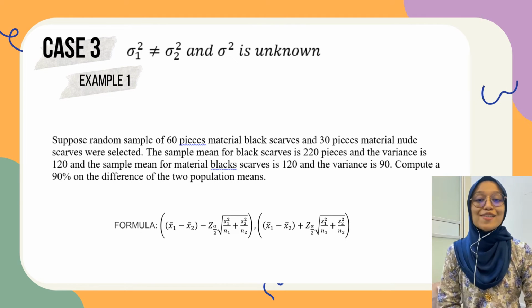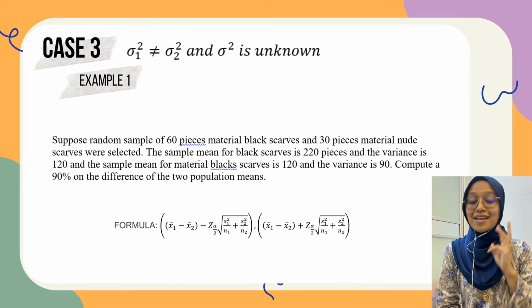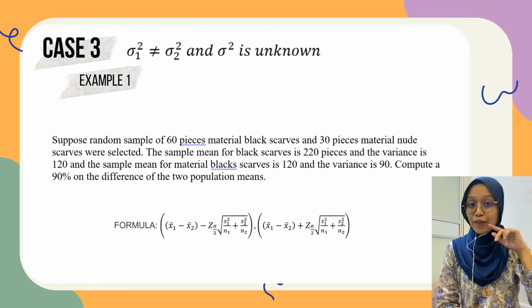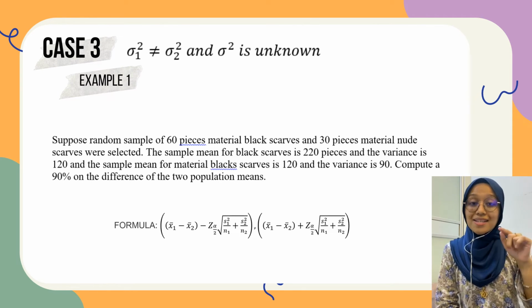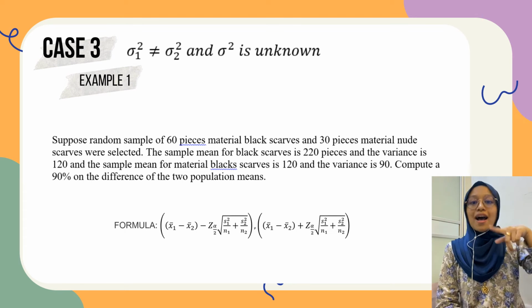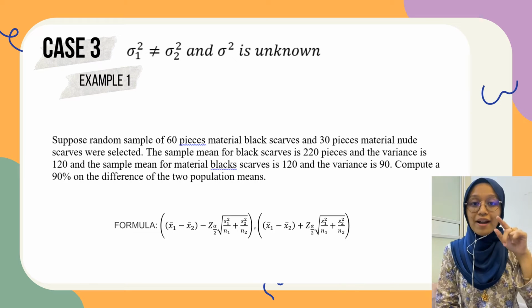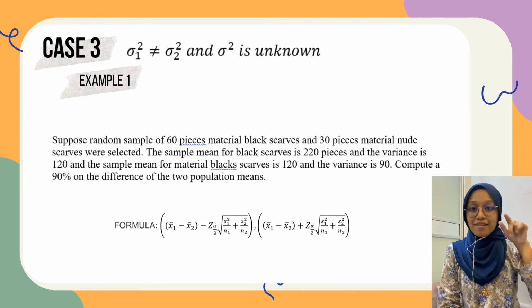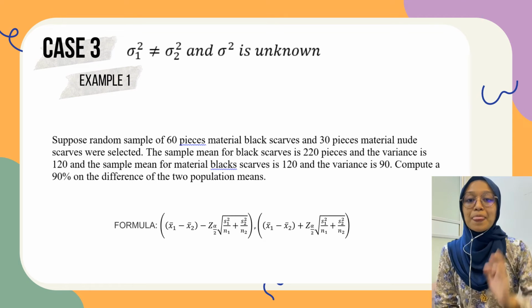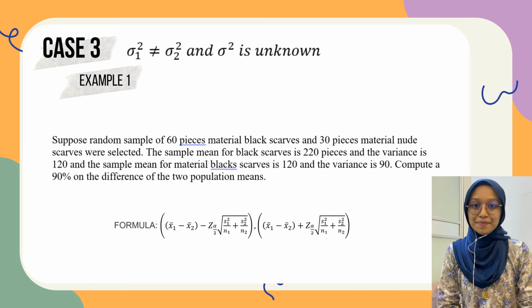a 99% confidence interval on the difference of the two population means. So here I put the formula for the third case, which is x bar 2 minus x bar 1, minus z alpha over 2 times the square root of variance over n plus variance over n. So that is the formula for the third case.